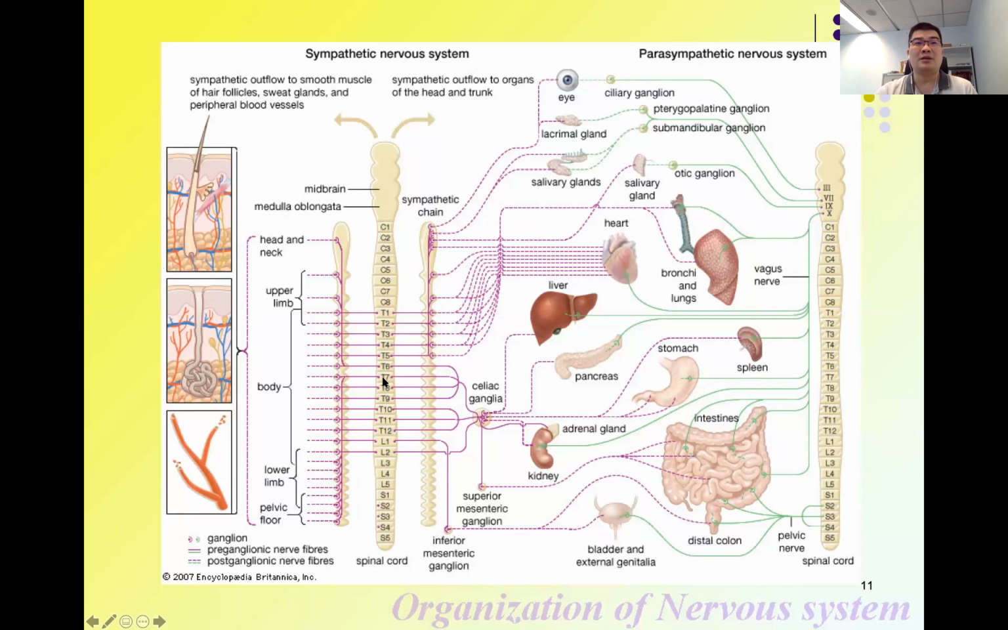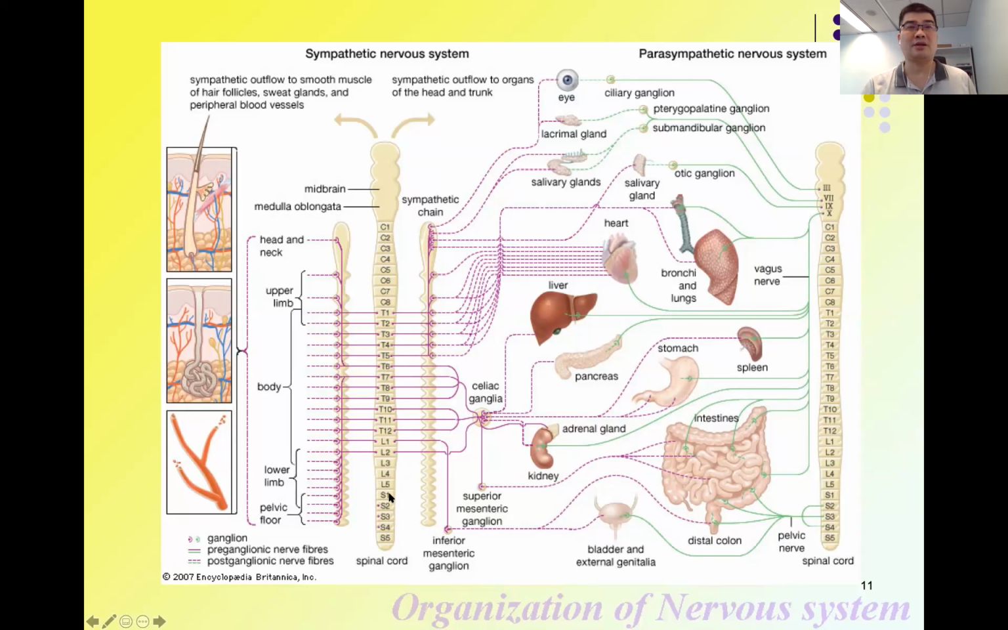Now the spinal cord actually is divided into different segments. So the C1 to C8, that's cervical. So what is cervical? Cervical means the neck. The spinal cord is divided into regions: the cervical, the thoracic, the lumbar, and the sacral. Okay, they are divided into different segments.